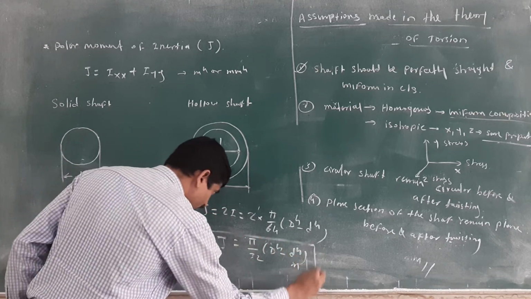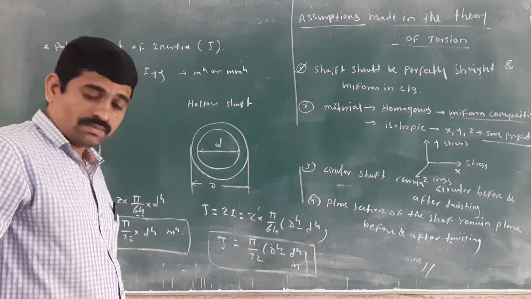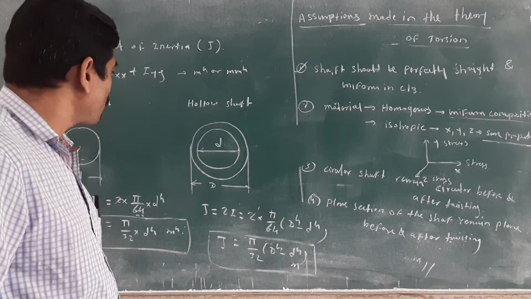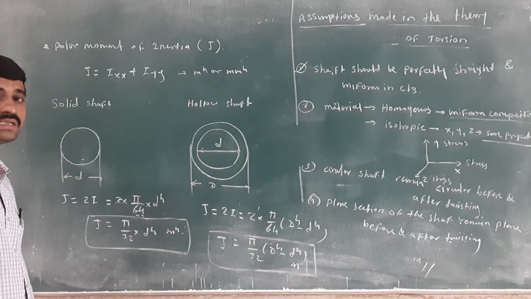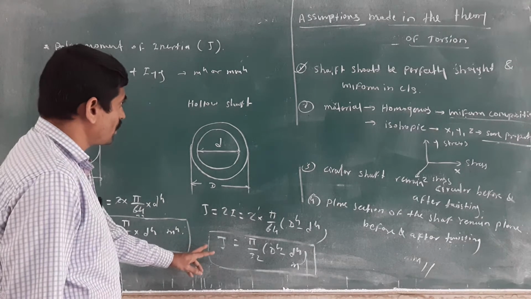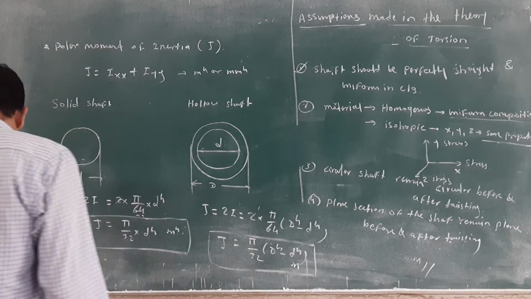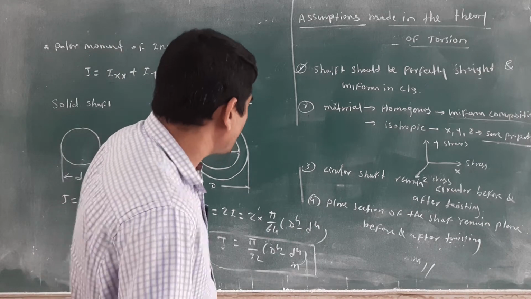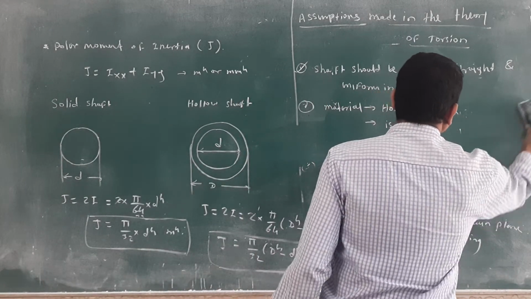J is equal to. Okay guys, when you are solving the numericals, then you should know the polar moment of inertia value for the solid shaft as well as the hollow shaft. Okay, all of you getting J is equal to pi by 32 into D raised to 4 minus d raised to 4. Then next is the polar sectional modulus.